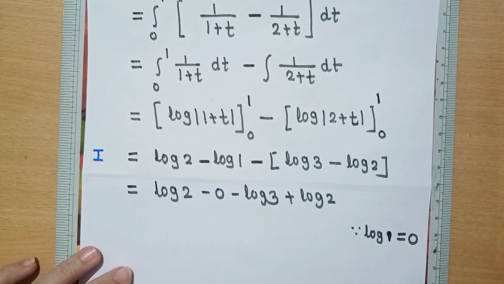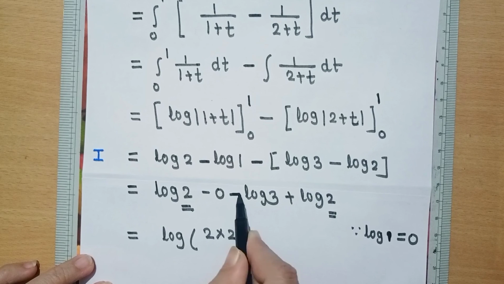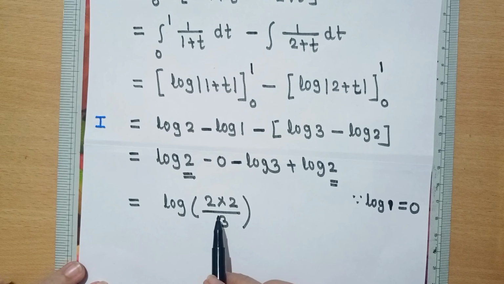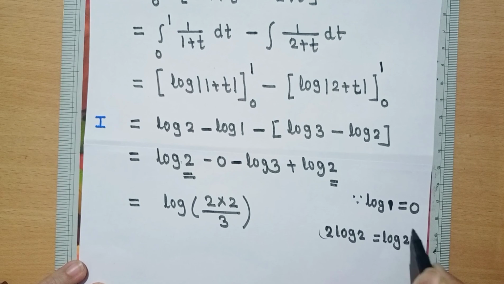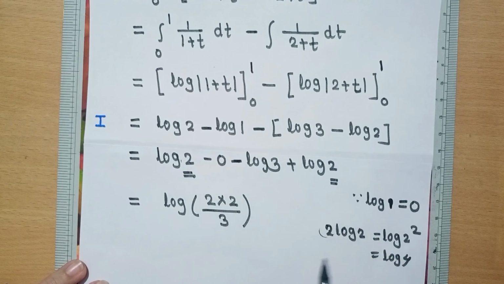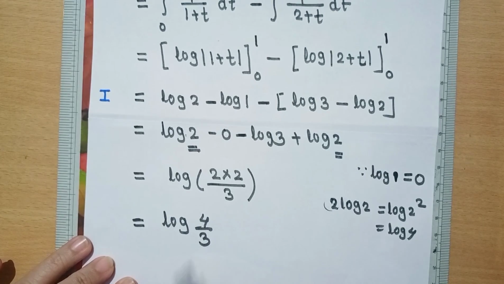Now we know the rule of log. If there is addition, we are multiplying. Here I'll write 2 multiplied by 2, and for subtraction we have to divide. In this way also you can find the answer, or log 2 plus log 2 means we can take 2 log of 2, and this 2 will go upside as an index. So log of 2 square, which is log of 4. In this way also you can solve these two logs, and so the final answer is log of 4 by 3.